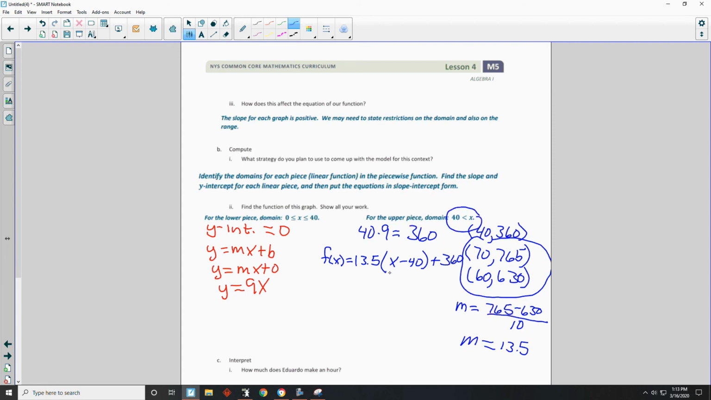If x is less than 40, well, what was going on here is we're going to have two equations. So we have 13.5 times x minus 40 plus 360, but we also have this function over here, which is 9x. So the function is either this or this, depending on whether x is in the interval 0 less than or equal to x less than or equal to 40. Let me just move all this stuff out of the way here.